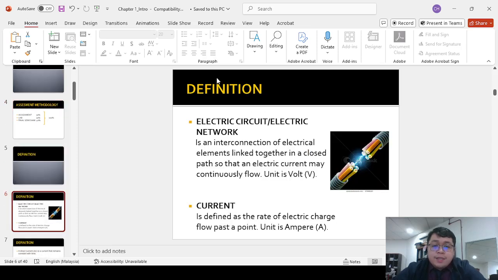So in circuit theory, we have electrical circuits, electrical networks, and it is an interconnection of electrical elements linked together in a closed path so that an electric current may continuously flow. So that is what we call current, voltage, wattage, and all of those things. For voltage, our unit is V, while current is defined as the rate of electrical charge flow past a point, and the unit is amperes.